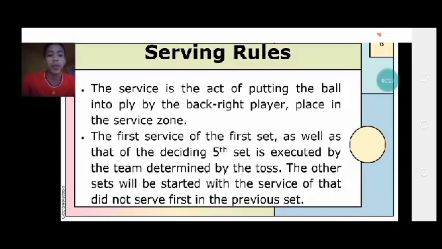So kung kinsa nga player ang naa sa service zone or ang back right player nga giatasan nga mag-serve sa bola, siya ang naay chance nga mag-serve sa first serve sa game. So the second one is the first service of the first set as well as that of the deciding fifth set is executed by the team determined by the toss. So the other sets will be started with the service of the team that did not serve first in the previous set.